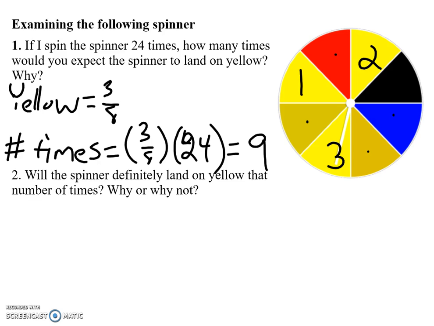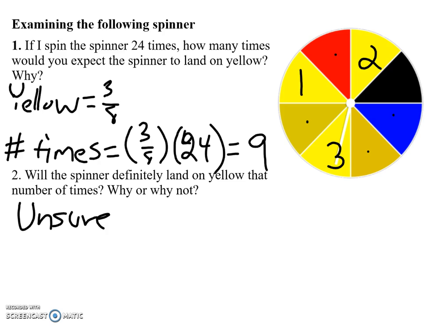So then the question is, will that definitely happen? The best we could say is we're unsure. We know that theoretically 9 is the likely number, but what happens here is that it could be that I land on it 10 times or 8 times if I just do it the 24 times.